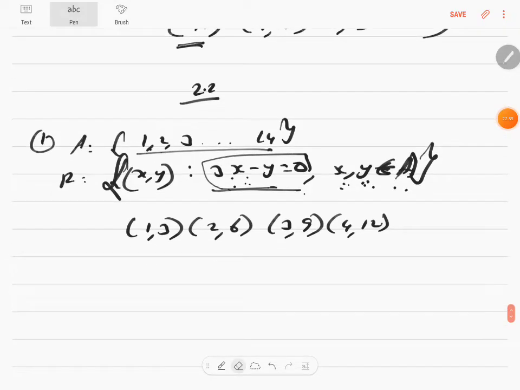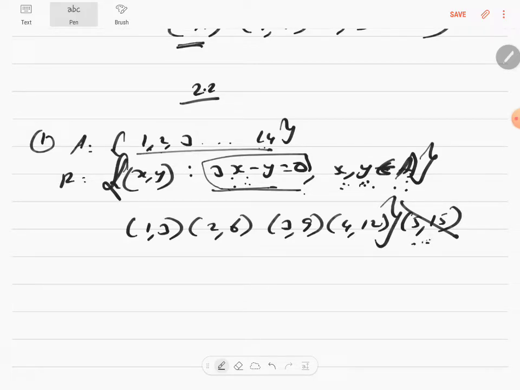Okay, so if 3x minus y is equal to 0, 3x is equal to y. So x is equal to 1, y is equal to 3; x is equal to 2, y is 6. Like this, x is equal to 5, y is equal to 15. You can't have this. Why? Because y has to belong to A. It stops at 14, so you cannot write this. So close it. Are you clear?